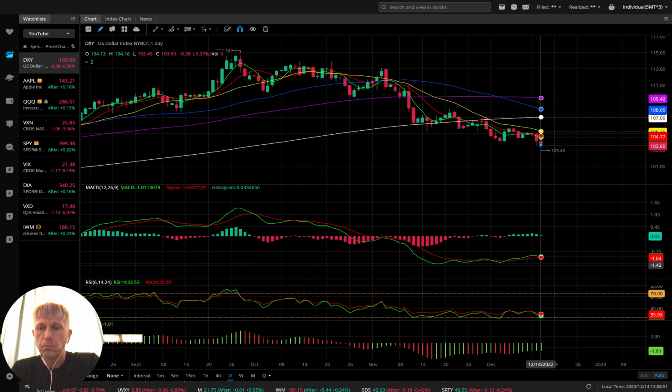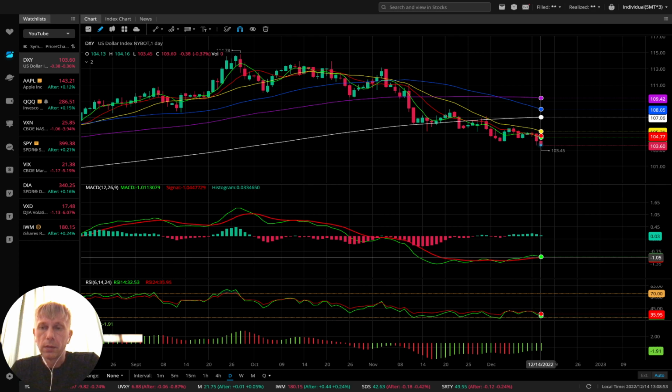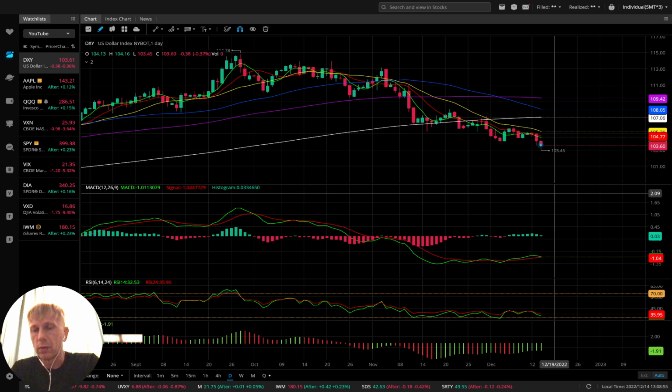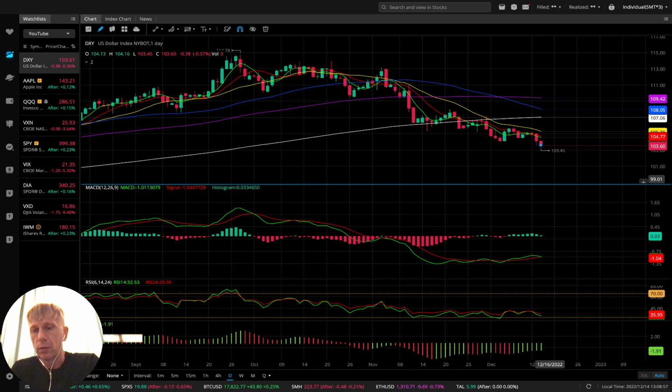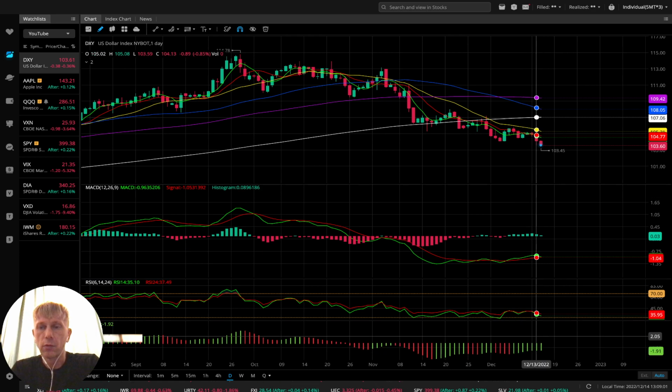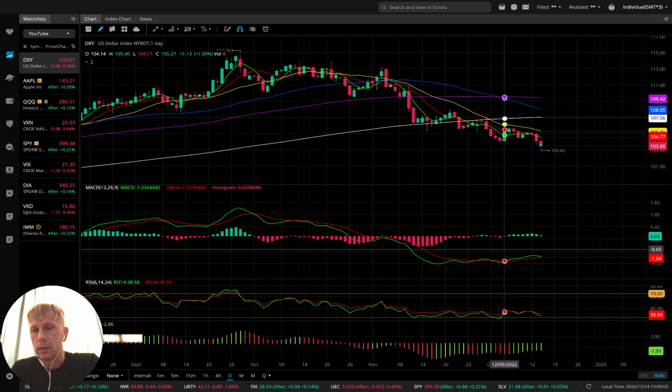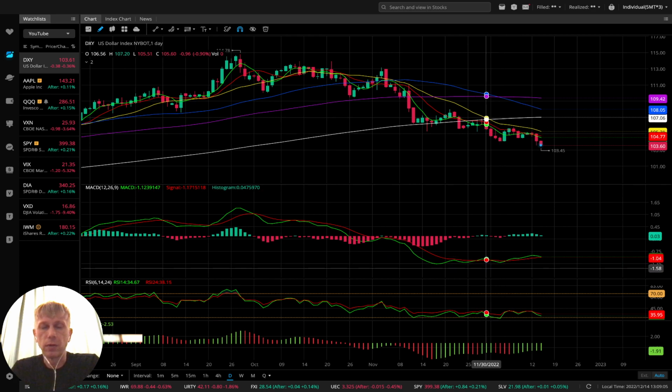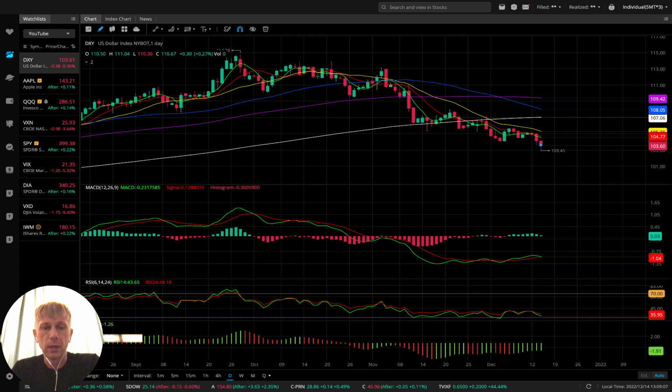And still, yeah, maybe it will crash and it will remove all divergences. We'll see. So far, it still has bullish divergences on all indicators on daily. Let's move on 4 hours.